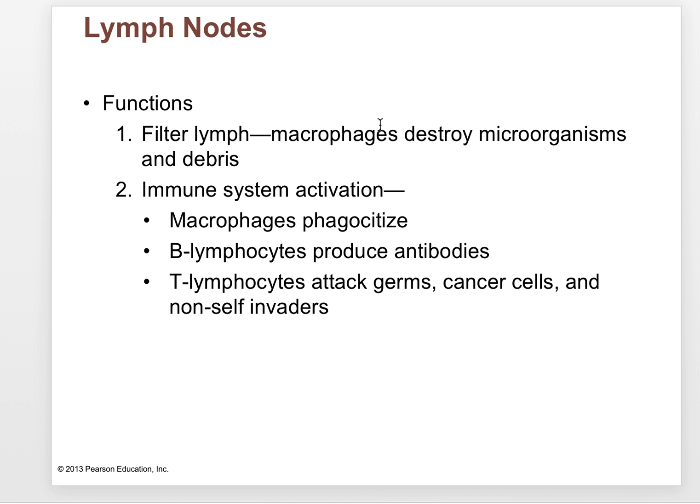Lymph nodes' function is to filter lymph. Macrophages are there to destroy the microorganisms and debris. The immune system is activated. Macrophages phagocytize. B lymphocytes produce antibodies. T lymphocytes attack germs, cancer cells, and non-self invaders. Non-self invaders are invaders that are not from your own body. They're from external sources, like from a blood transfusion or from infection from a bacteria or a virus.